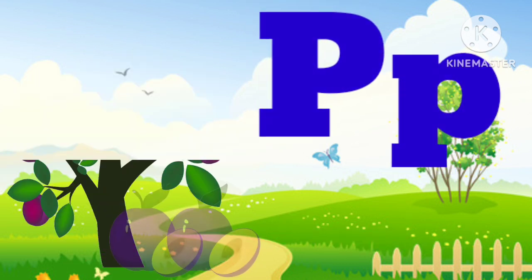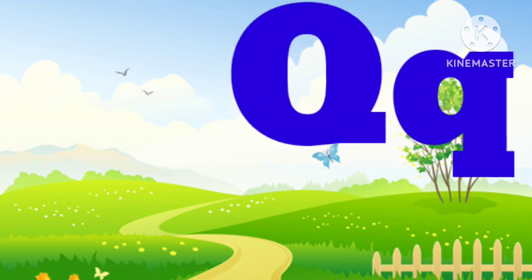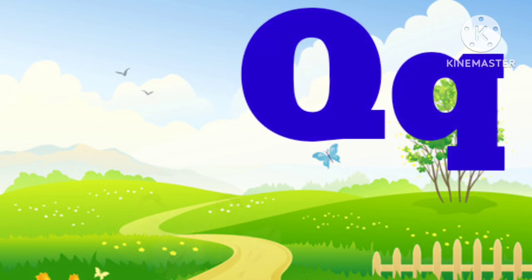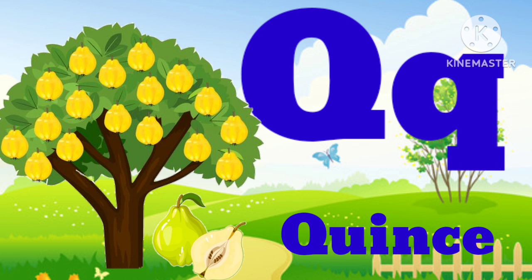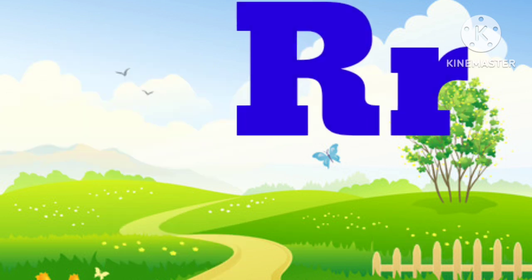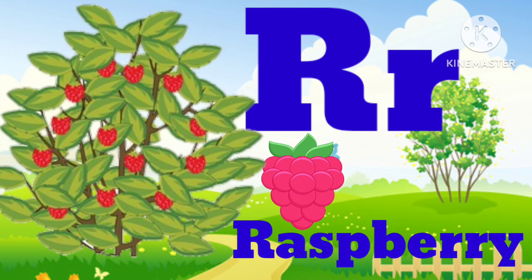P. P is for plum. Q. Q is for quince. R. R is for raspberry.